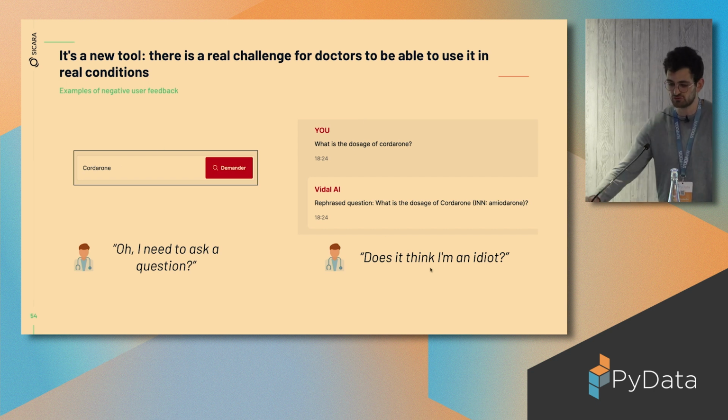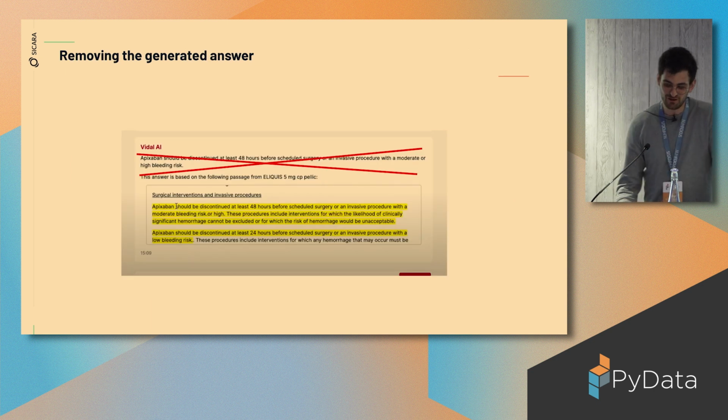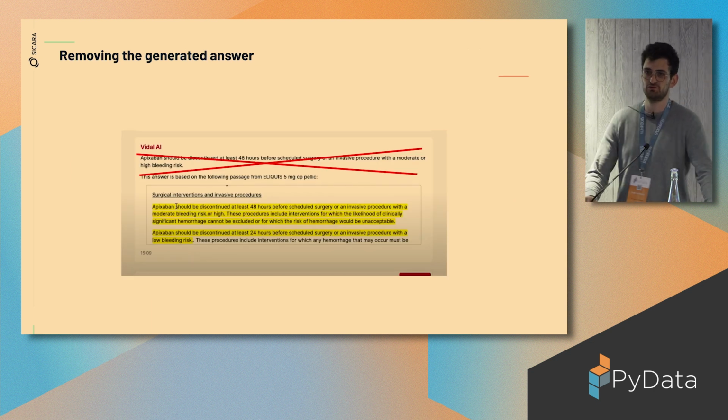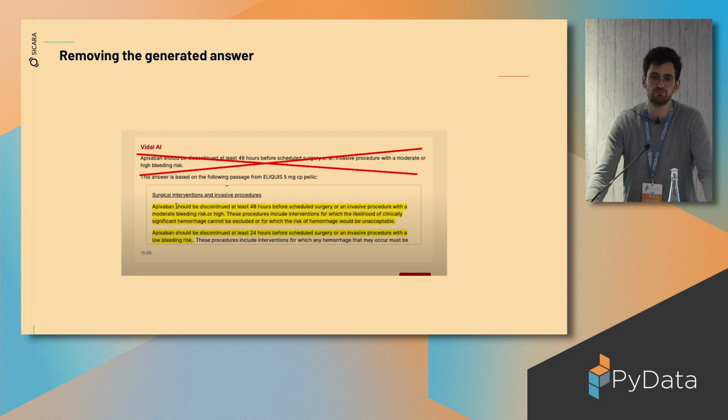Since we displayed the reformulated question a bit in a way to show the thinking process of the machine, the reaction of another doctor was like, oh, does it think I'm an idiot reformulating my question? We presented it to a medical conference to get more feedbacks. And basically, the generated answer is not useful since it cannot be trusted 100% of the time. So we are considering removing it.